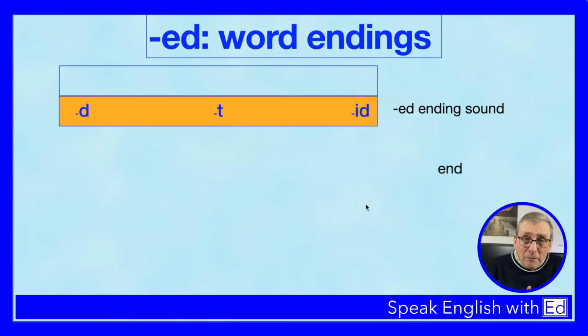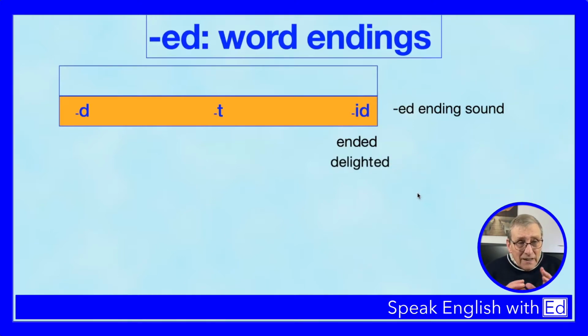So if we take end, for example, the verb to end, and we want to put it in the past tense, then we add an ed. You add ed to it and it becomes ended. And that goes into the id or ed category. Ended. So we'll have a look at another one, and that is delight. We add ed and then that will go into the ed or id category.